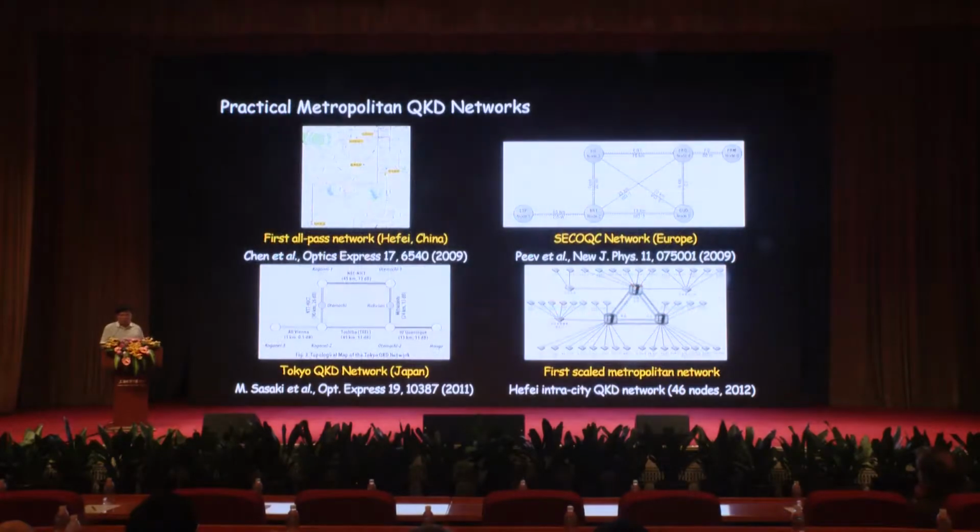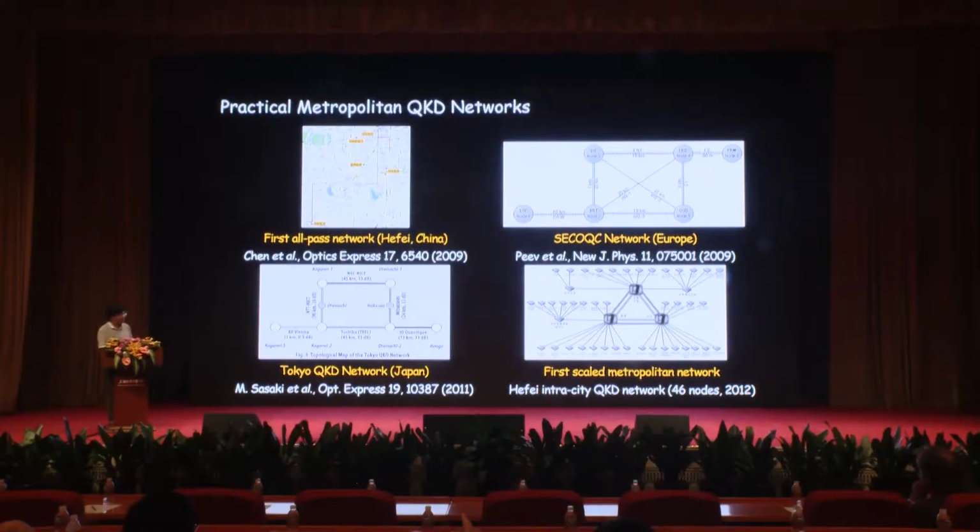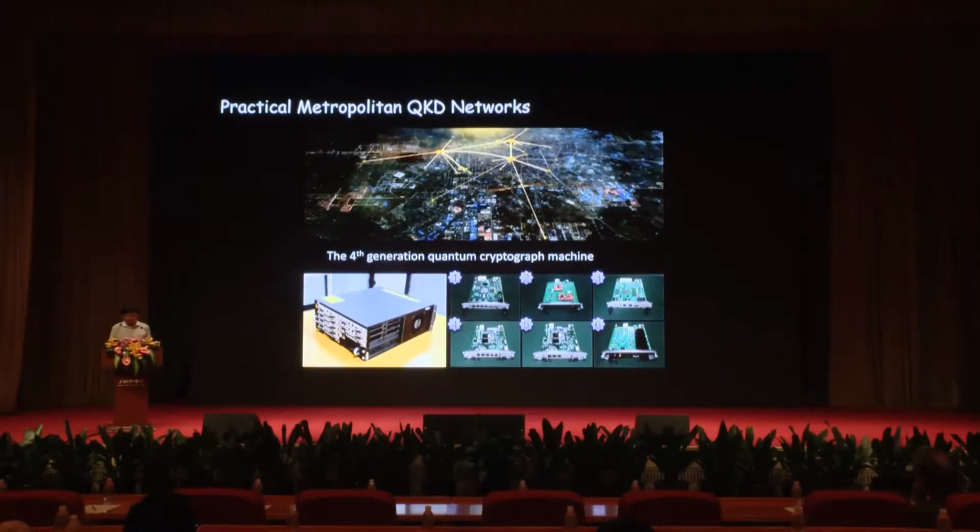Having solved these two security loopholes, QCrypt finally became a viable technology under realistic conditions. In the past 10 years, we have realized large-scale metropolitan quantum communication networks with applications such as bank transfer in China, Europe, and Japan. The first scaled metropolitan network was done in Hefei with 46 nodes in 2012. This is the map of Hefei, with 46 nodes, and it used the fourth generation of this QCrypt device.